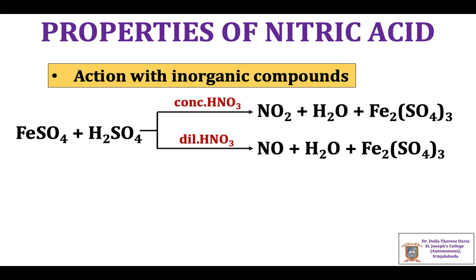Ferrous salts, in which iron is in +2 oxidation state, are oxidized to ferric salts with iron in +3 oxidation state. When concentrated nitric acid is used, NO2 is obtained. When dilute nitric acid is used, NO is obtained.